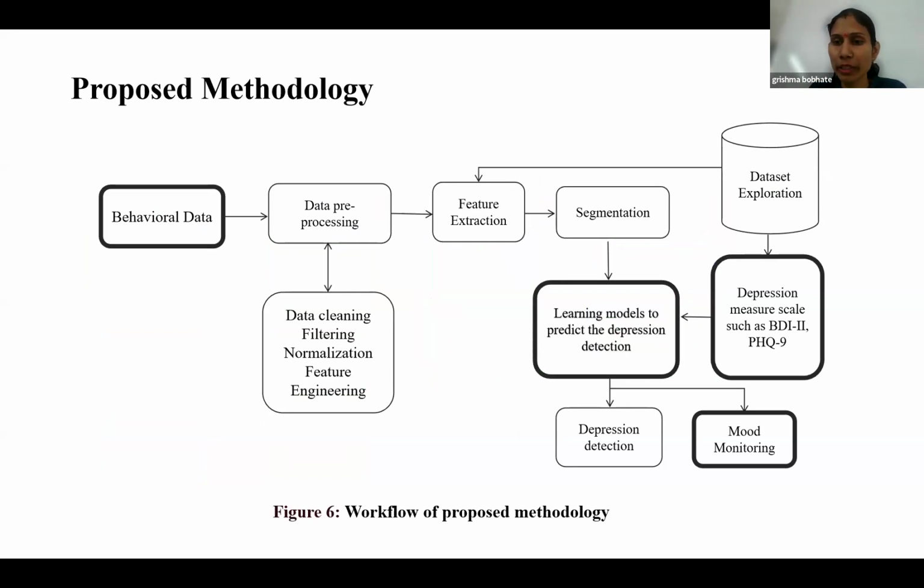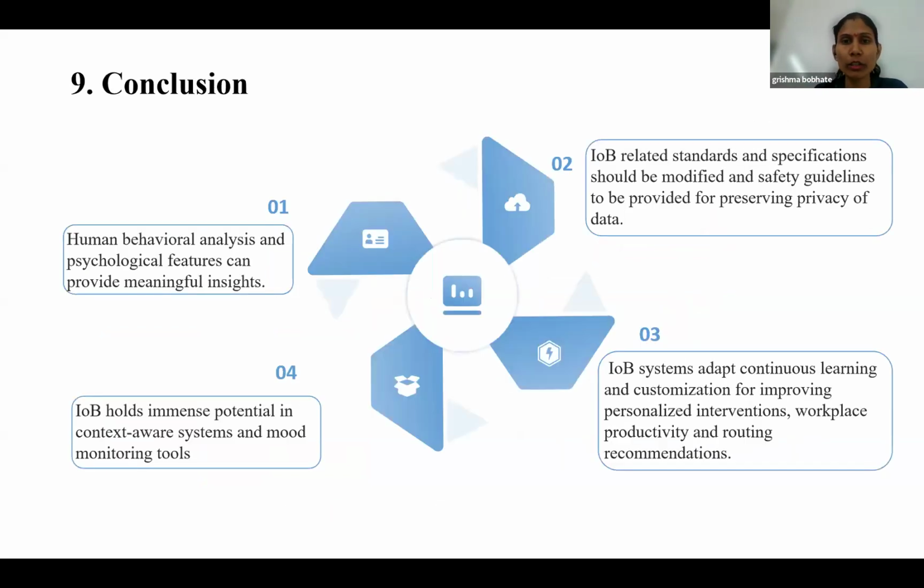These are the two measurement scales to detect depression. This is my main contribution, where I work more on prediction. Next is about mood. So this is the conclusion about the human behavioral analysis.